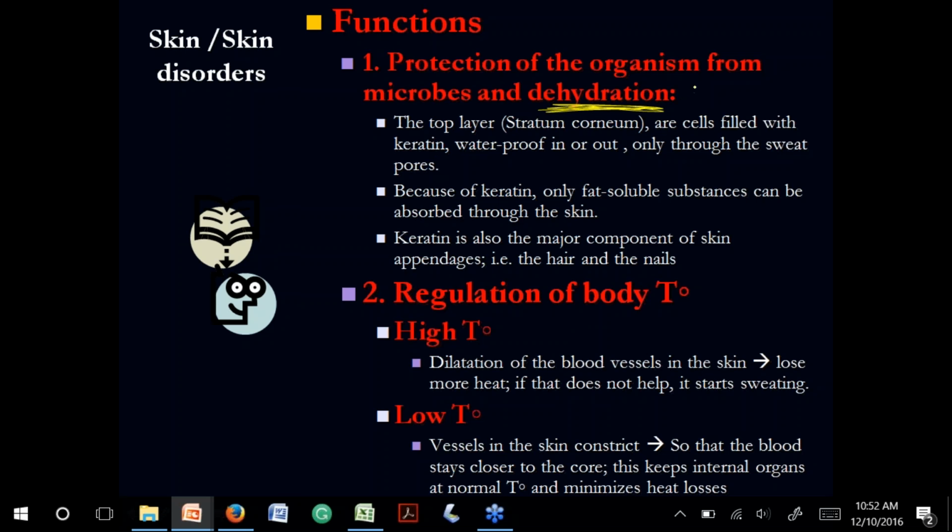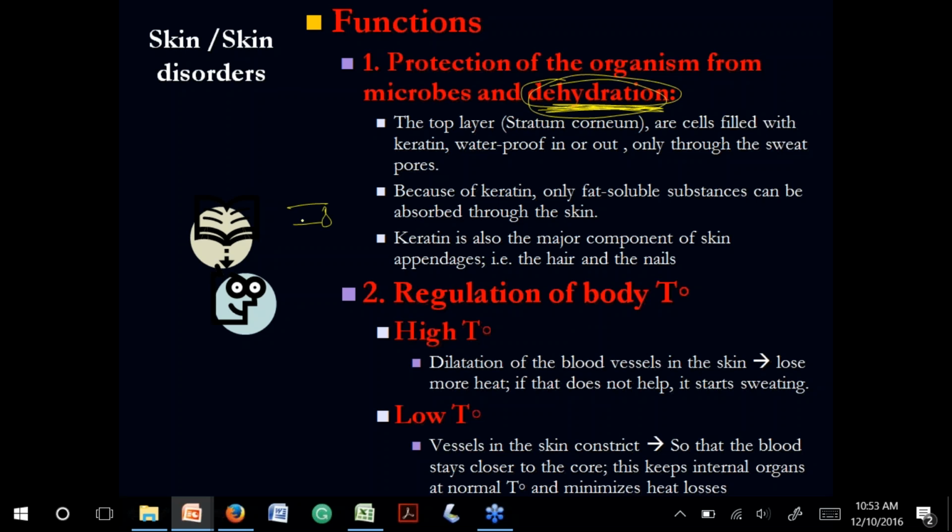So the skin is not going to allow water to be lost from the body, and it's not going to let water pass through the skin. So it's actually impermeable, and that is going to prevent dehydration. We have regulation of temperature, high temperatures. What happens with your vessels when you have high temperature?